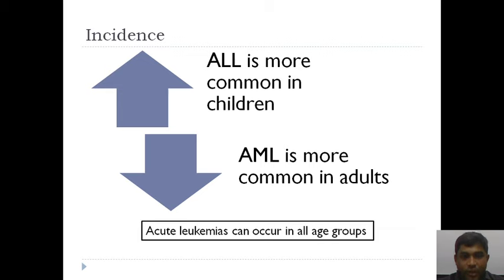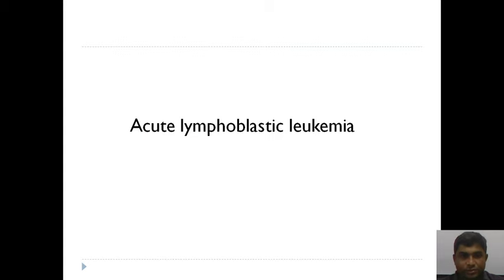In general, ALLs are more common in children and AML in adults, but this is a gross oversimplification. AMLs can also occur in children, and vice versa, ALLs can also occur in adults. And acute leukemia can occur in all age groups, but there is a small bimodal distribution. It's more common in young children and elderly individuals. So at the extremes of age, different subtypes of acute leukemia are seen.